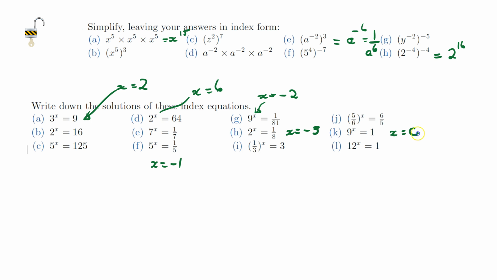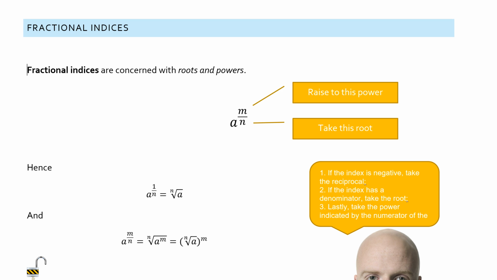Then anything to the 0 equals 1. So again, out of all of that, it's just a matter of reading what the equation is actually telling you. Fractional indices throw some people, but they're concerned with roots and powers.